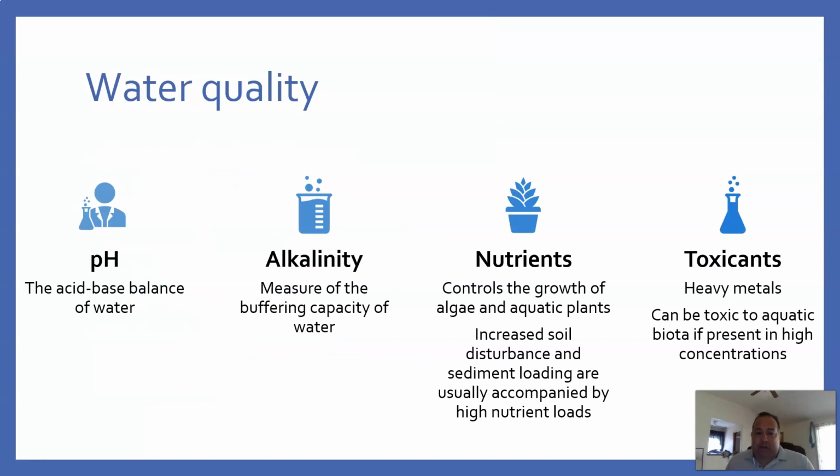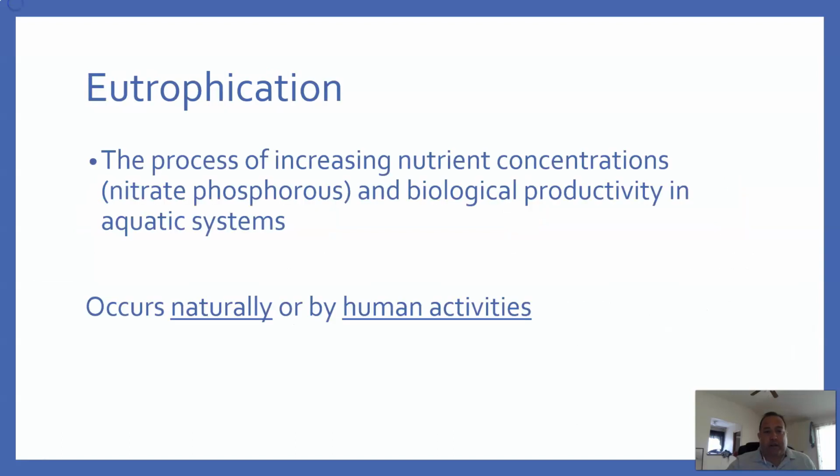What other things could I measure in terms of water quality? I can measure the acid-base balance of the water by measuring its pH. I can measure the buffer capacity of the water to measure its alkalinity. I can look at the nutrients and the nutrient loading happening in the water, and I can look at the toxicants, so if there are heavy metals in the water. But our four important ones are going to be our temperature, our dissolved oxygen, our amount of sediments, and our transparency.